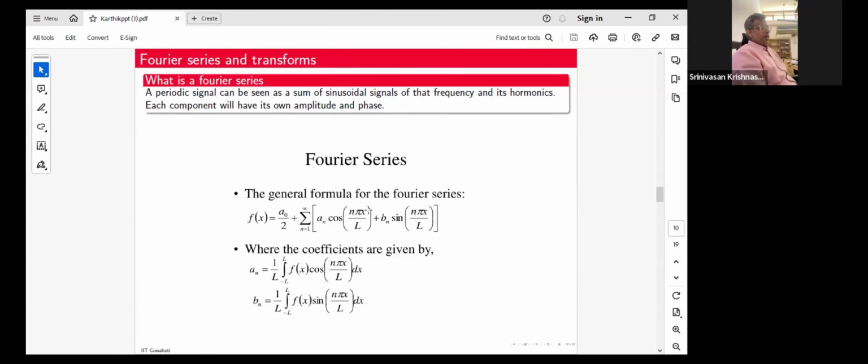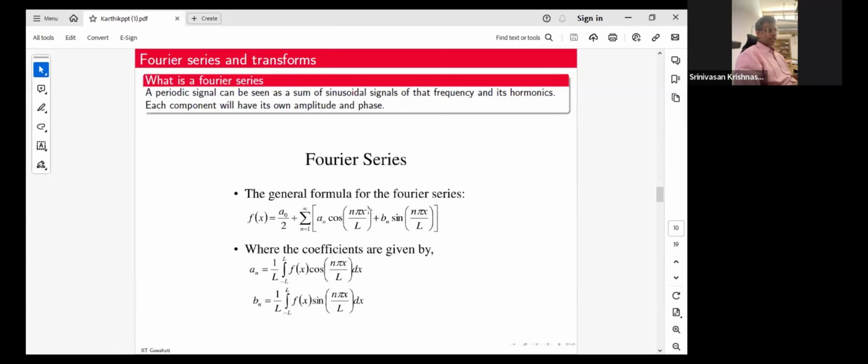So why this becomes very important is that I can break down any signal into a sum of sine waves. And since we are dealing with linear time invariant systems, I can deal with each sine wave separately. And if I know how the system responds to each possible sine wave, then for any other periodic signal, I can completely recreate what the output is.